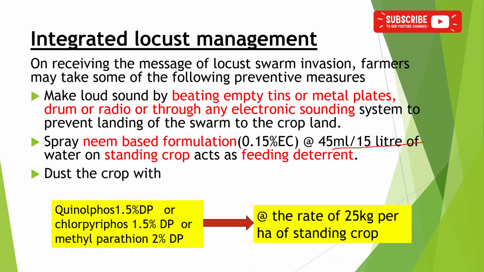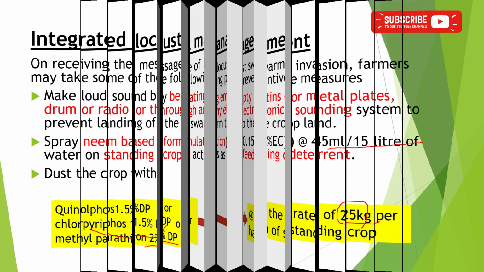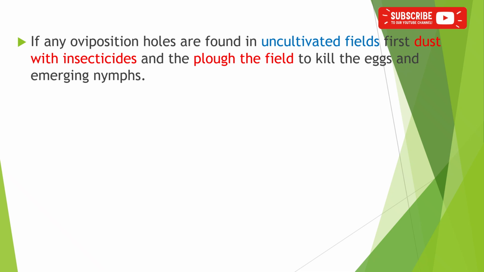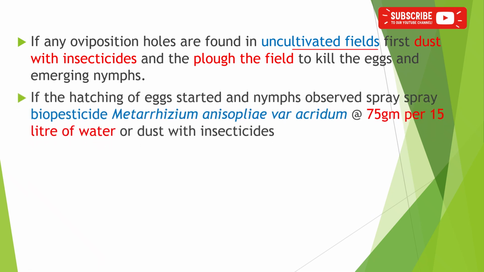Dust the crop with dust formulations like phenthoate 1.5%, chlorpyrifos 1.5%, or methyl parathion 2% dust at the rate of 25 kg per hectare of standing crop. If any ovipositional holes are found in uncultivated fields, first dust with the insecticides and then plow the field, which kills the eggs as well as emerging nymphs.